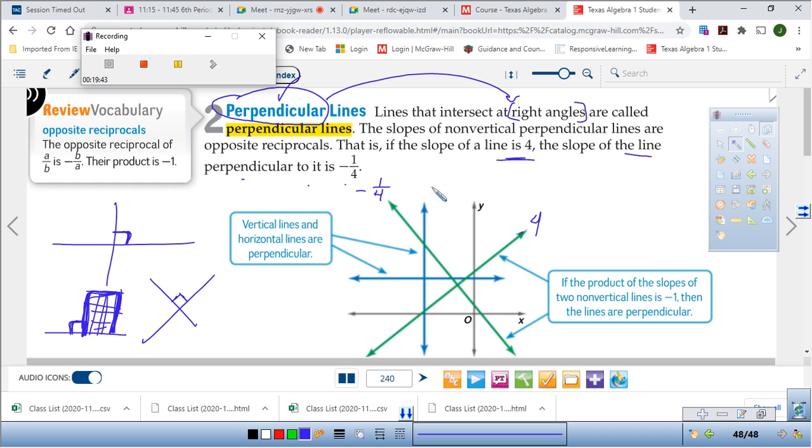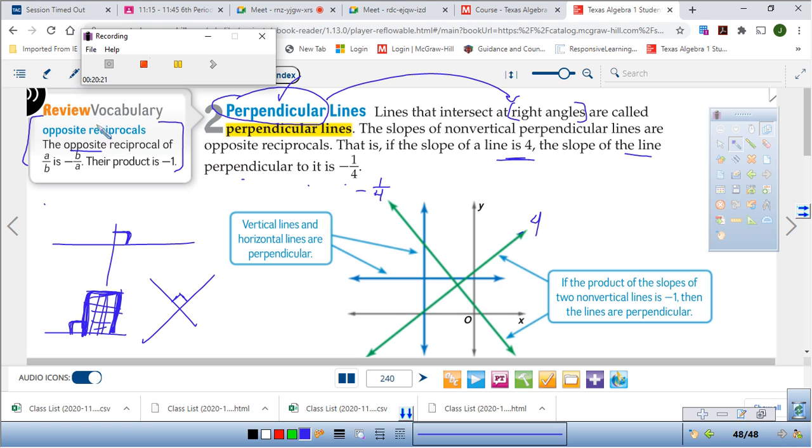Now, I want you to look at this real quick. This is opposite reciprocals right here. If I have A over B, reciprocal means to flip it over. A over B, now it's B over A. Opposite means if it's positive, now it's negative. But just FYI, if it was a negative A over B, you'd still flip it over, right? And the opposite of a negative would be a positive. See that? So this still happens either way you look at it.